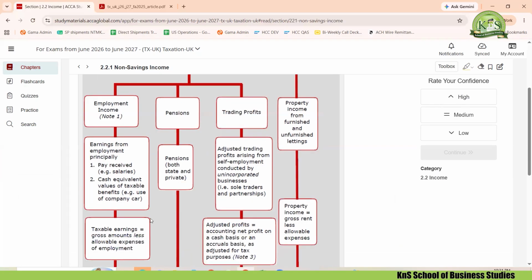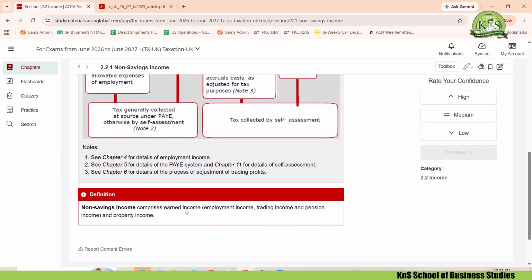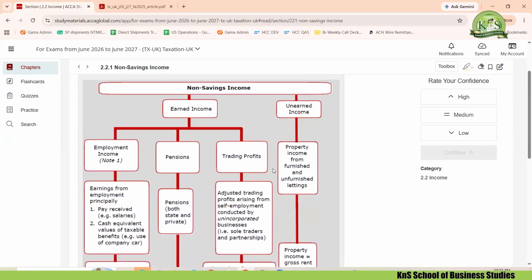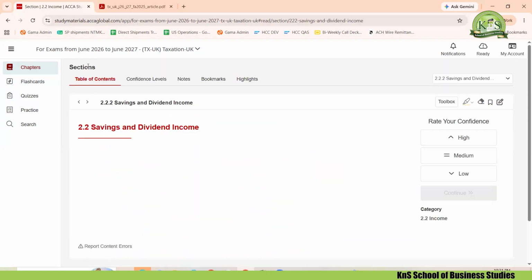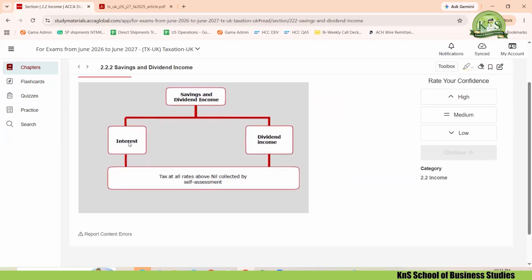So these are all the mind maps for how you are going to find out which type of amount it is. Non-savings income means employment income, trading, pension, property. These four, whenever the question mentions these types of income, you will have to apply the rates of non-savings income. And for savings, it will give you interest. So wherever the question mentions that the individual is earning interest, that is savings income. Wherever it is mentioned the individual has shares, that is dividend income.